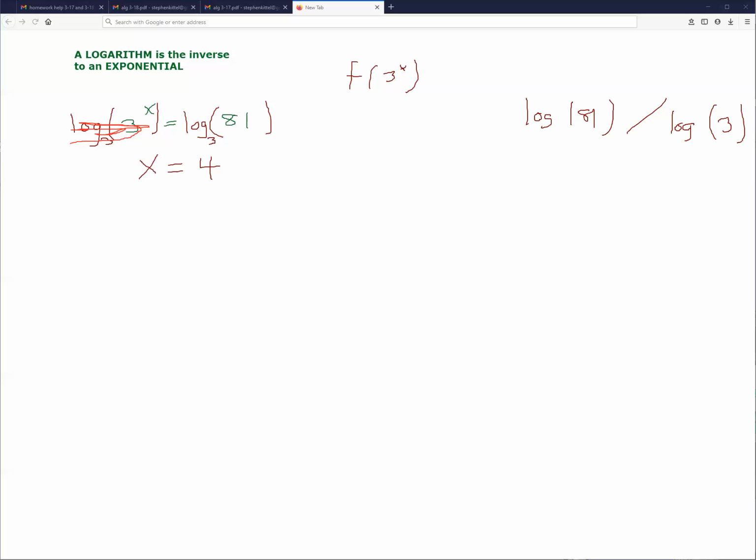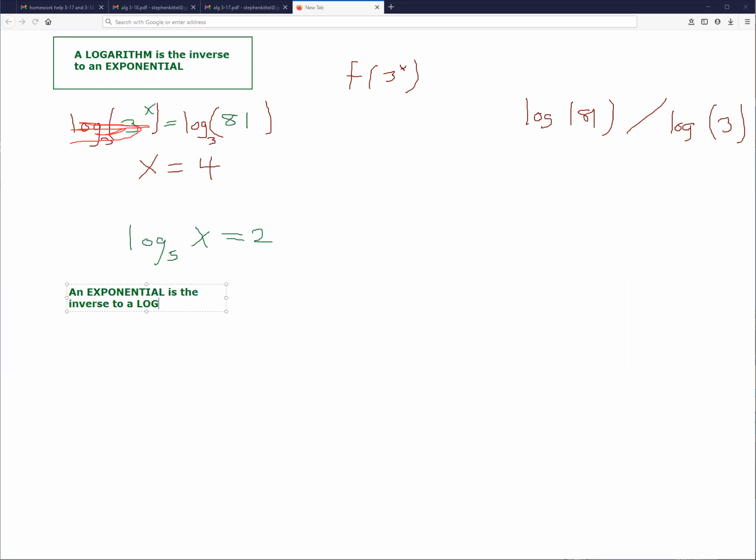Now that's how we create a logarithm solution to an exponential problem. But what if it's the other way around? What if we have log base 5 of x equals 2? Well, we just got done saying that a logarithm is the inverse to an exponential. Inverses work in both directions, though. So that means that an exponential is the inverse to a logarithm. So we're going to use that idea.